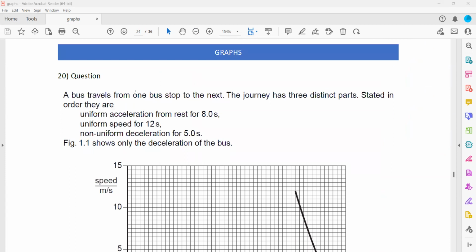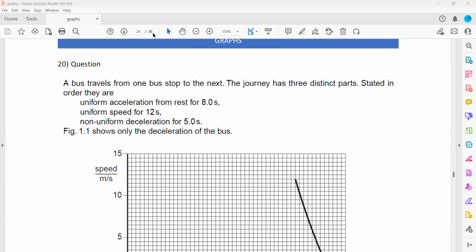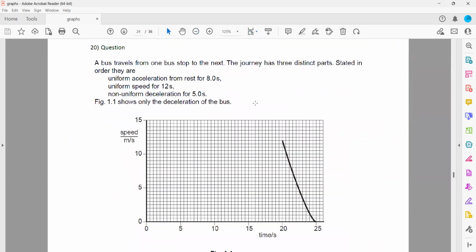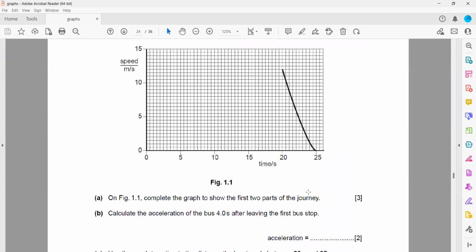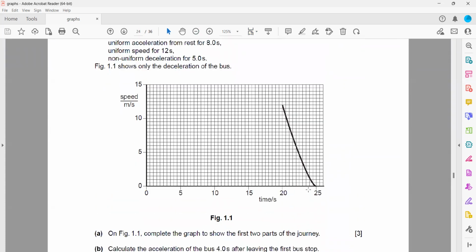Then in question 20, a bus travels from one bus stop to the next. The journey has 3 distinct parts: a uniform acceleration for 8 seconds, then a uniform speed for 12 seconds, and then non-uniform. On the figure, complete the graph for the first 2 parts. So how can we complete the first 2 parts? A uniform acceleration for the first 8 seconds. Here 10 boxes equal 5, so each is 0.5. This is 9 and this one is 8.